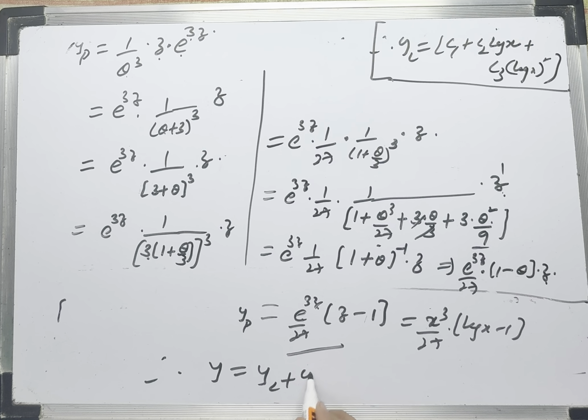Y is equals to yc plus yp. Okay, so this type you may get an internal choice of variation of parameters.